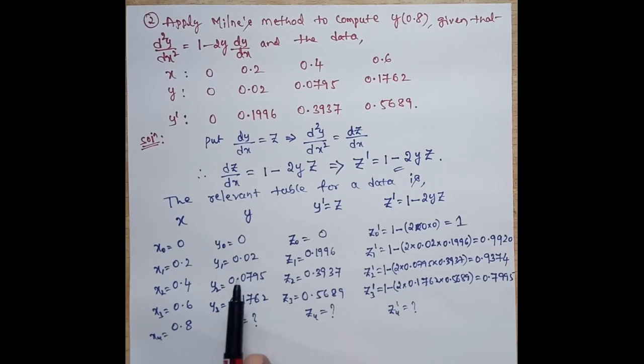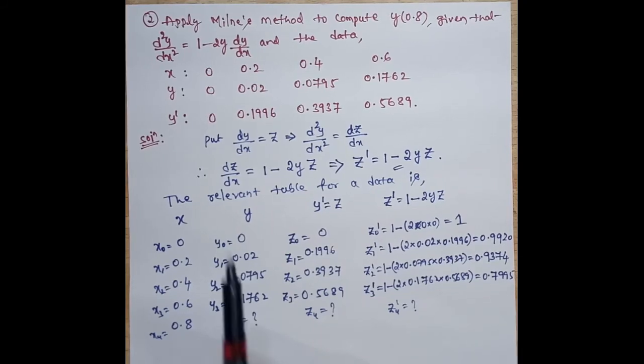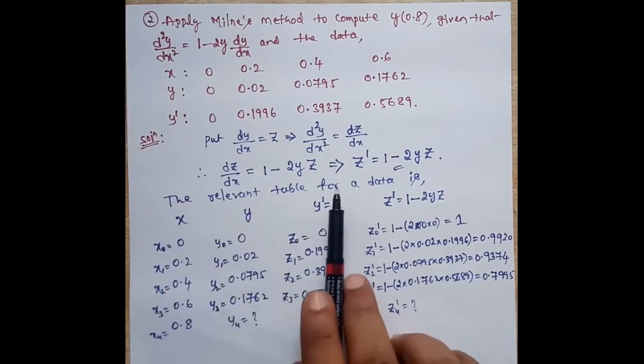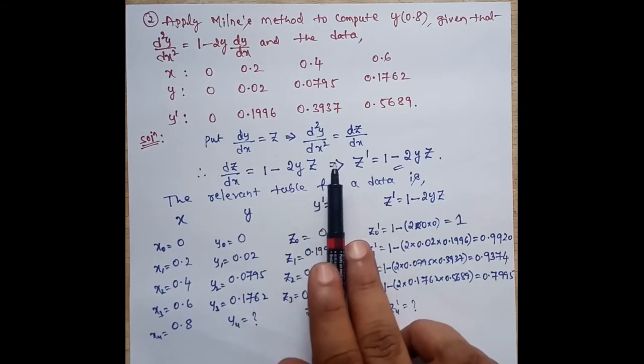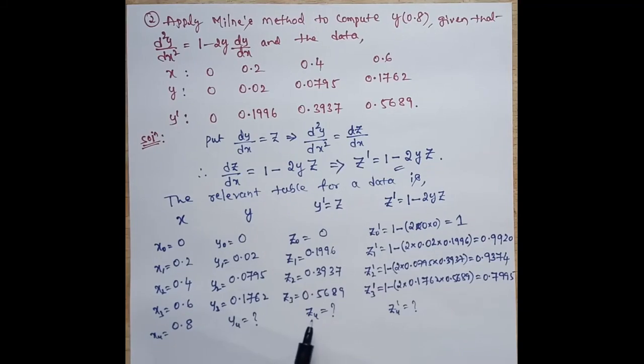Just substitute these values in this relation and calculate. So this is the first step here: reduce the second order equation to first order form using the substitution dy by dx equals z, and prepare a data table consisting of the values of x, y, y dash, which means z, and z dash.